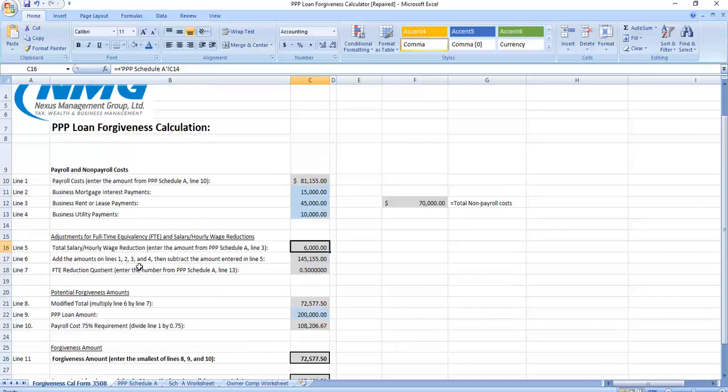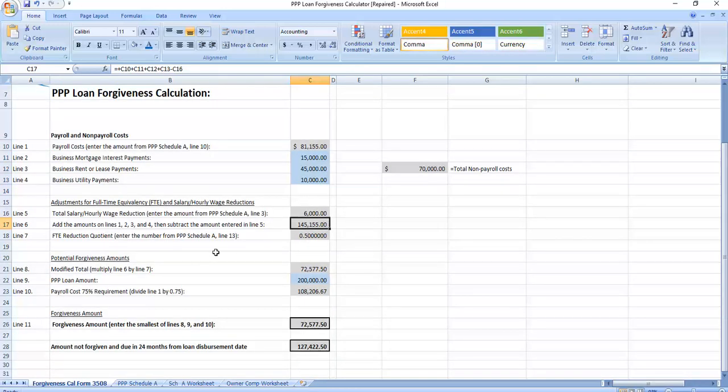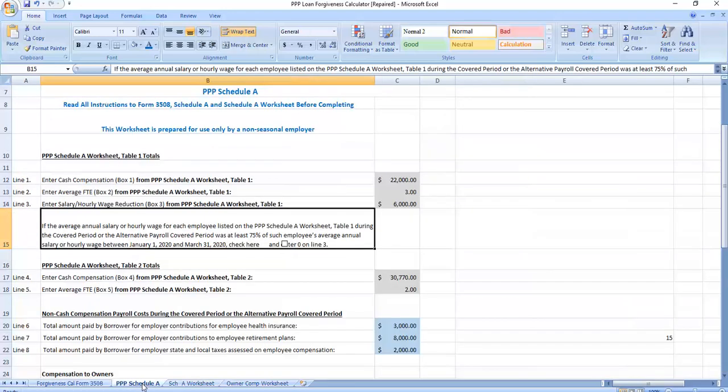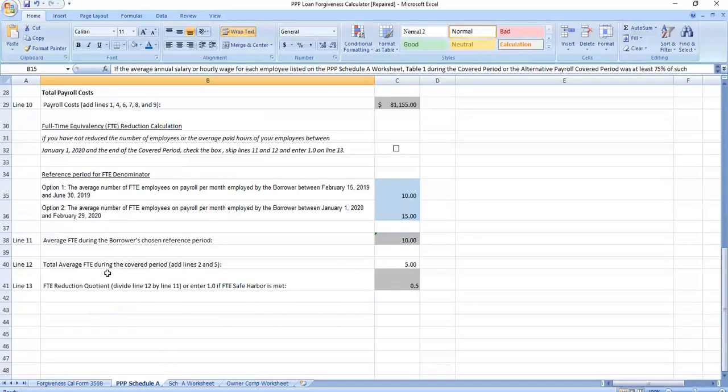Add the amounts on lines 1, 2, 3, and 4. So we're looking at 1, 2, 3, 4, which is our total amount of cost, which is payroll and non-payroll cost we had incurred during the period. That is this FTE reduction quotient, and this is coming from our calculation here from the full-time employee equivalent reduction, right? And this is if safe harbor is not met.